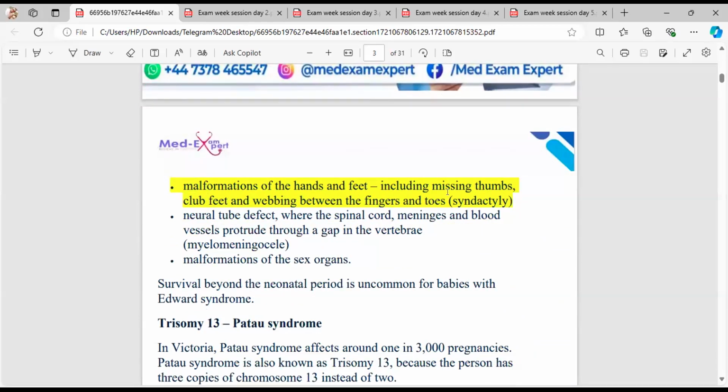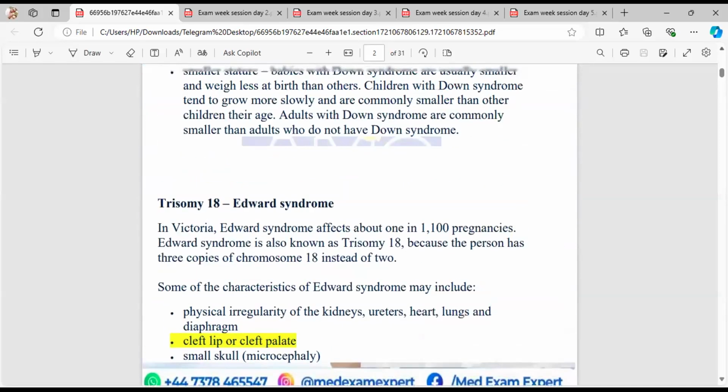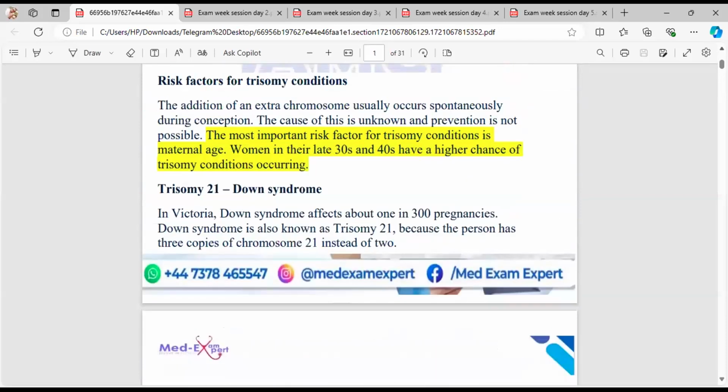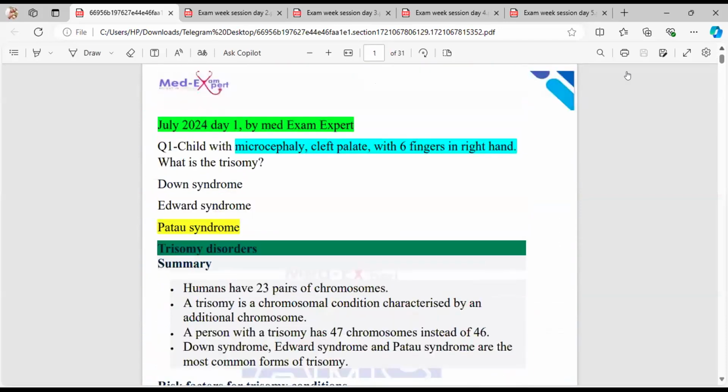So this is the catching point for our question. In our question, this is microcephaly. In our question, this says cleft palate, but there are 6 fingers in the right hand, not a missing finger. If in the question there was a missing finger, then we would consider that this is Edwards syndrome. But here they are saying 6 fingers. It means it is not Edwards syndrome.